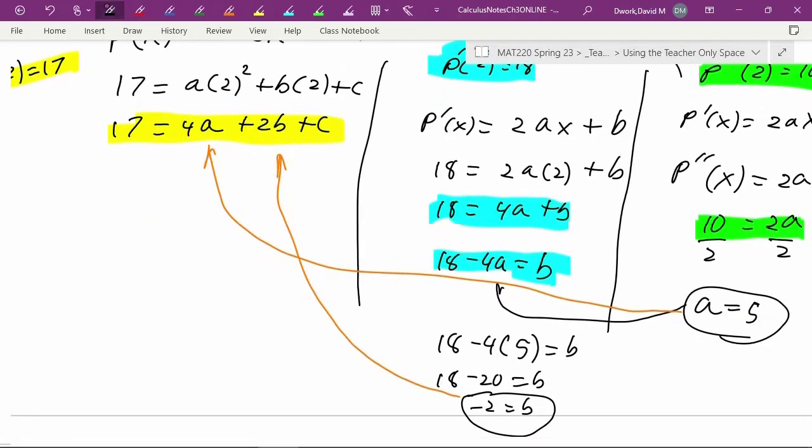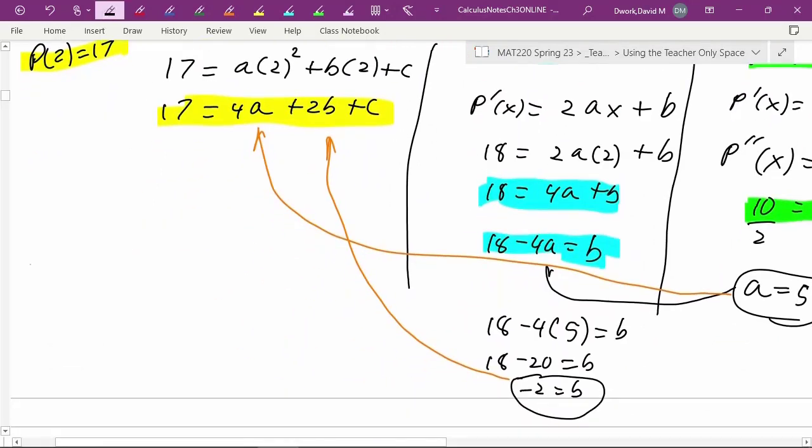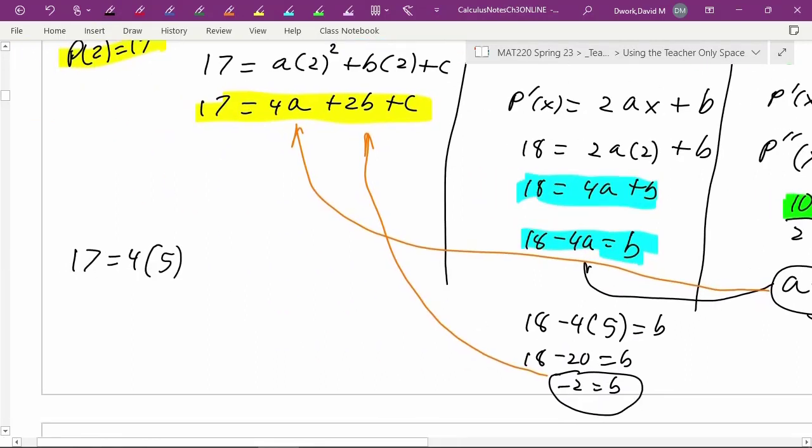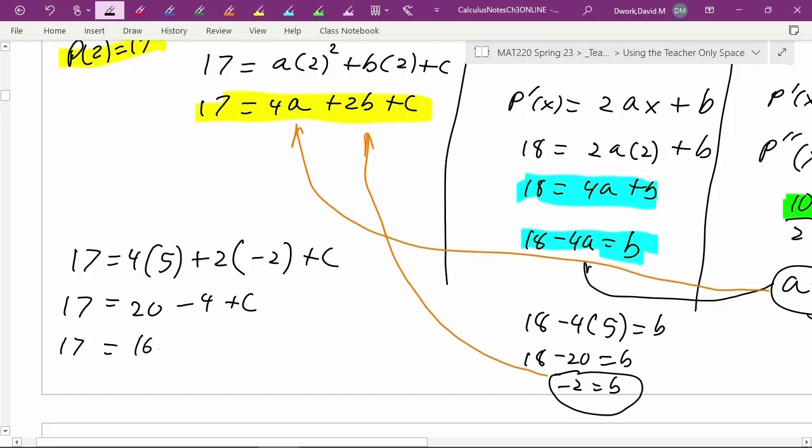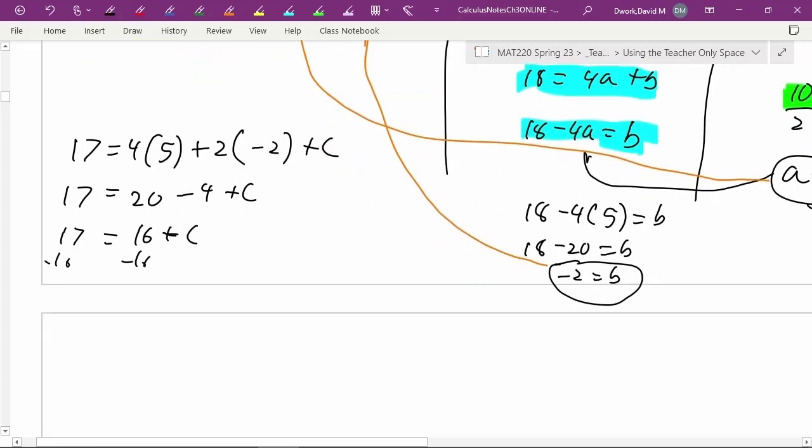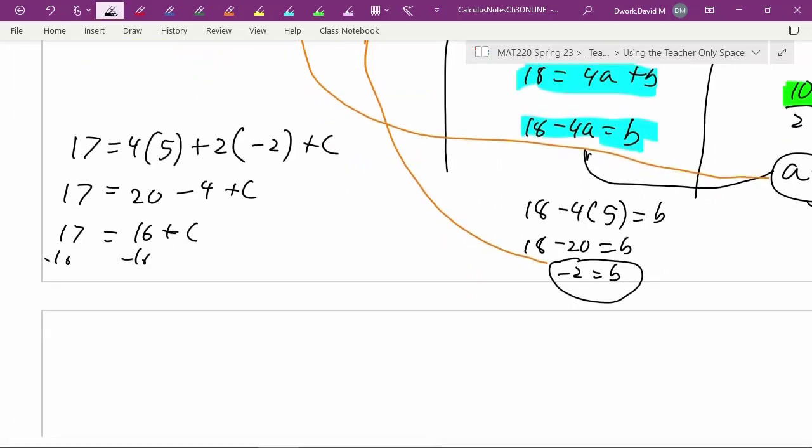And we're going to say, what are we looking at here? 17 equals 4 times 5. Yep, just had to make sure I had the right number. B is negative 2 and C. So now, here we go, solving for C. So this is going to be 17 is equal to 20, 2 times negative 2 is negative 4, plus C. So 17 is equal to 20 minus 4, which is 16. Subtract 16 from both sides, leaving me with C is equal to 1.